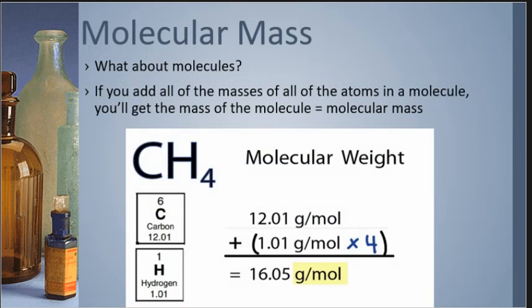So you add them all together. Just do some addition, and for that you have to have your chart. You must have your chart, because you won't be able to remember those numbers. All right, so if you add all the masses of all the atoms in a molecule, you'll get the mass of the molecule, which equals the molecular mass. Okay, that's your blank right there at the bottom of page 49.